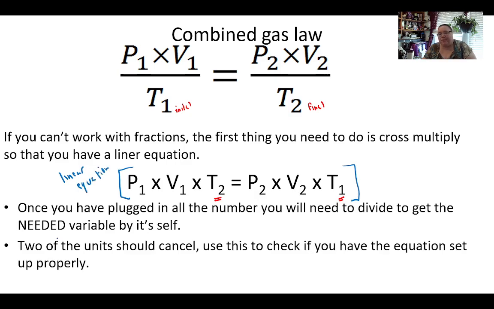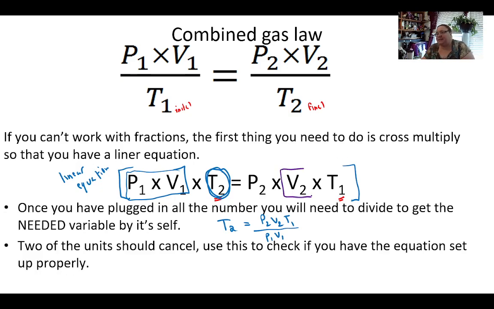let's say a problem is asking me to solve for T2. So in order to solve for T2, I'm going to divide both sides by the things on the same side of the equation that I don't want. So T2 ends up being P2 V2 T1 divided by P1 V1. Like I said, it makes the algebra a lot easier. It works with any of them, doesn't matter.